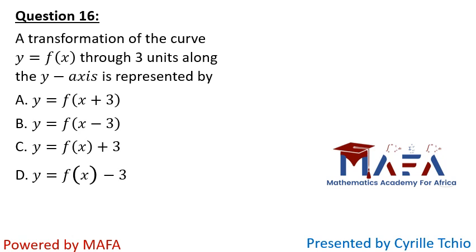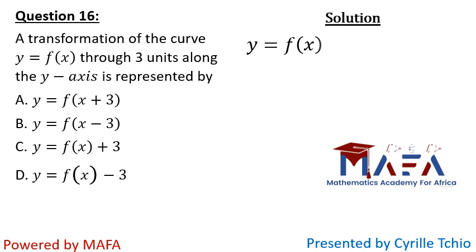Question number 16. It says the transformation of a curve y equals f of x through 3 units along the y-axis is represented by. No, they said through 3 units, so it's a positive 3 units. It's not negative 3 units.